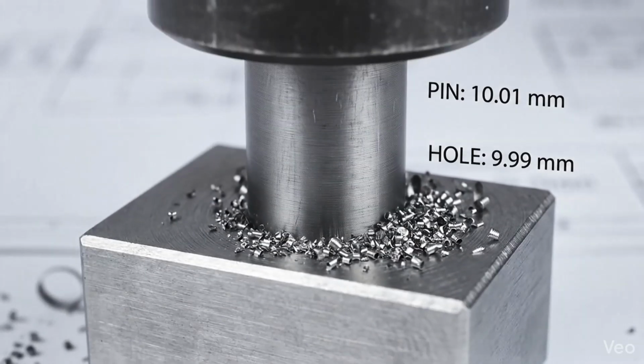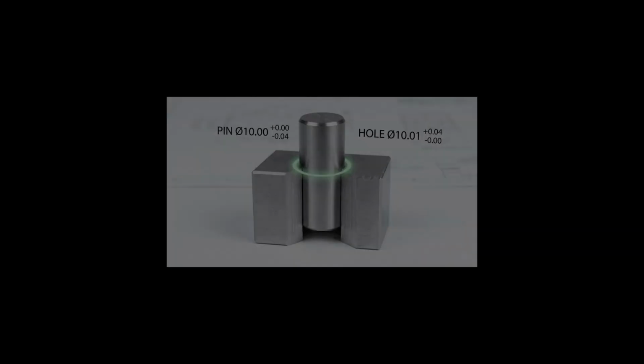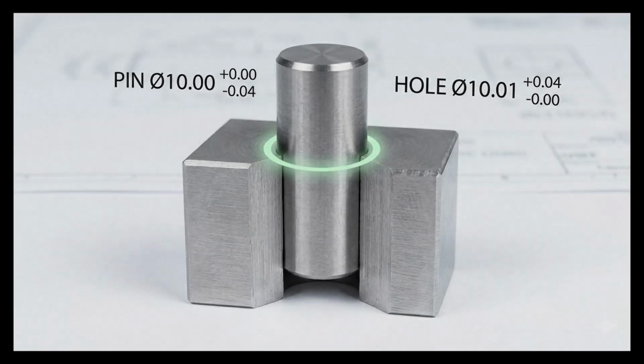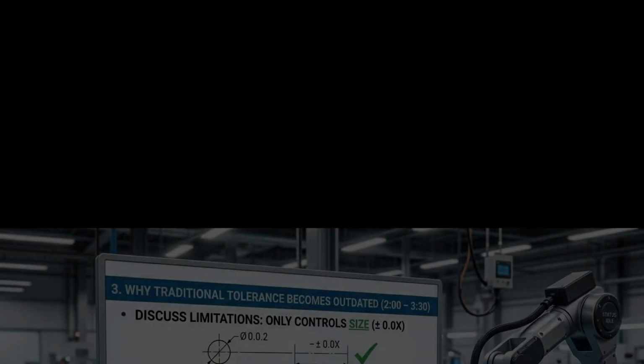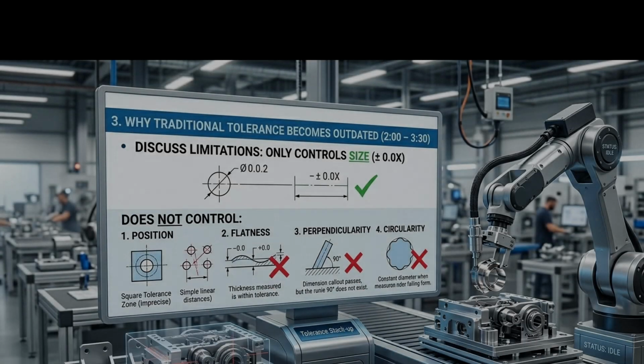That's why we use tolerance. Tolerance isn't about being perfect. It's about defining the acceptable limits of imperfection. We define how big or small the parts can actually be while still working perfectly. Now, even with slight variations, the parts always fit. Traditional tolerance was useful, but today, it's not enough.